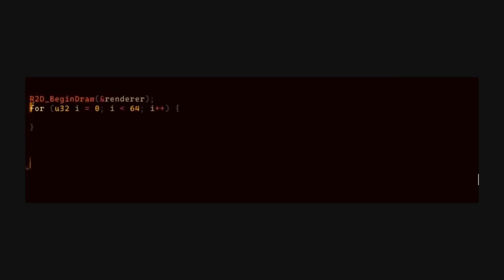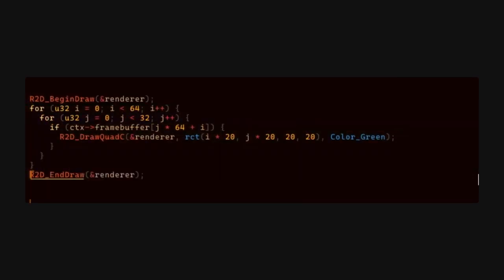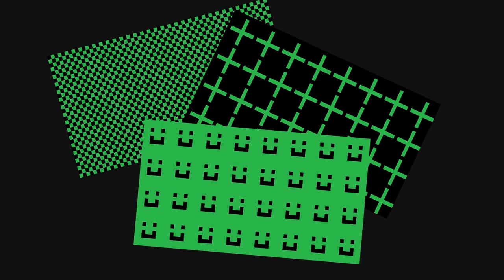Using my old renderer API and a few loops, it was easy to render the frame buffer to the screen. After messing about with a few interesting patterns like this one, and of course this one, I moved on to the actual chip simulation part.